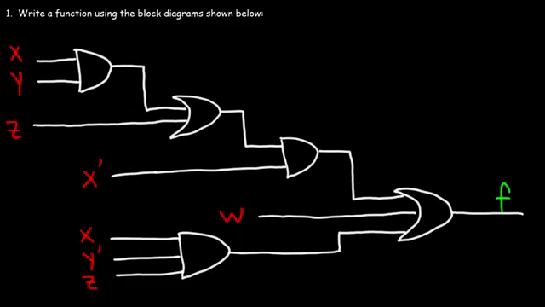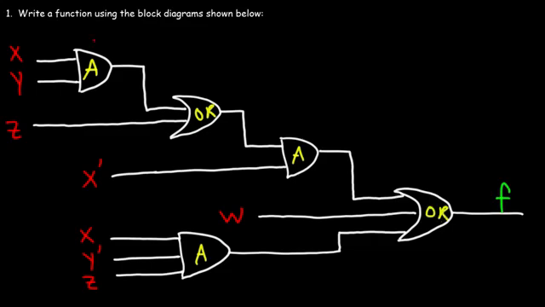Now, here is a challenge problem. Go ahead and write the function given the block diagram shown below. Feel free to take a minute and work on this one. So let's identify the logic gates that we have. Here we have an AND gate, an OR gate, another AND gate, and then we also have an OR gate at the right.